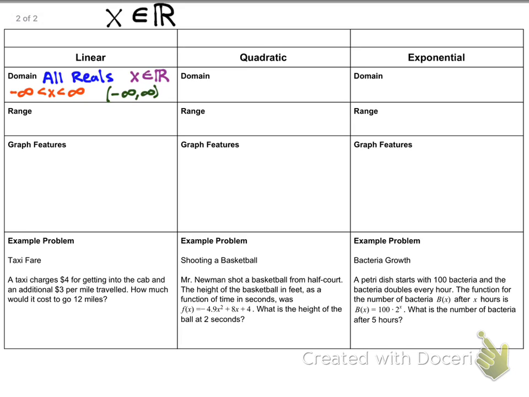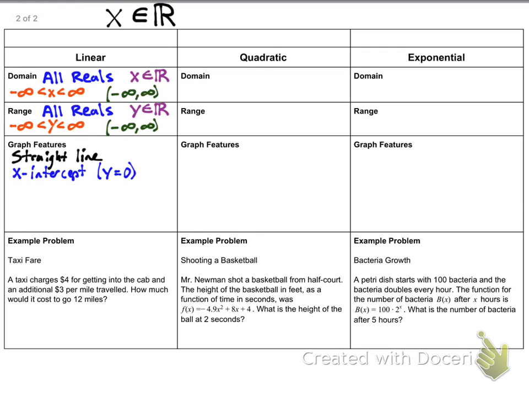For the range, most linear functions, as long as it's not a constant, you can have all reals there too. We're going to write all the same stuff, but instead of x, I'm going to put y there. So y could be all reals. Some of the features is it makes a straight line. It has an x-intercept, usually, and that's where y equals 0. It always has a y-intercept. That's where x equals 0.